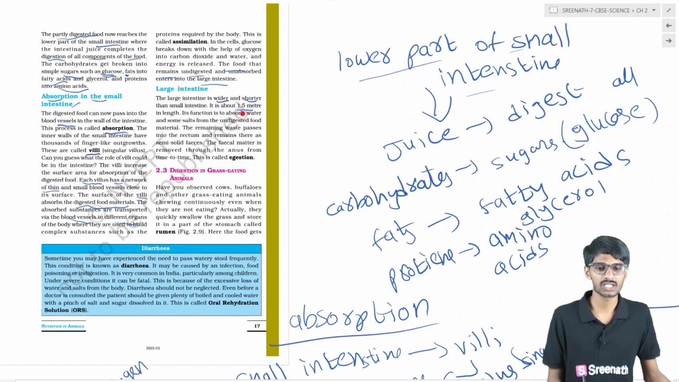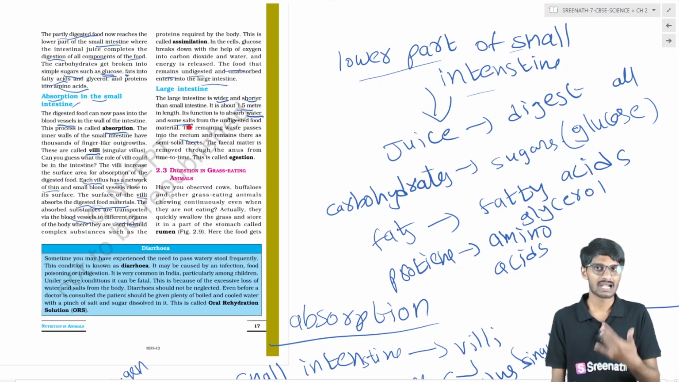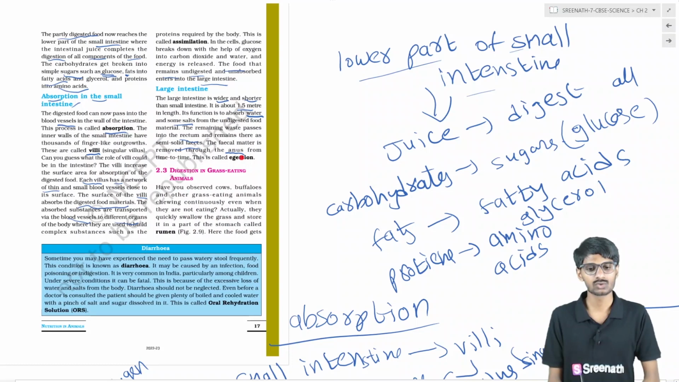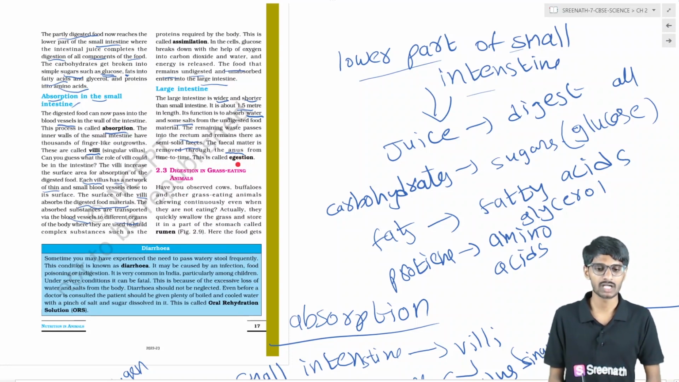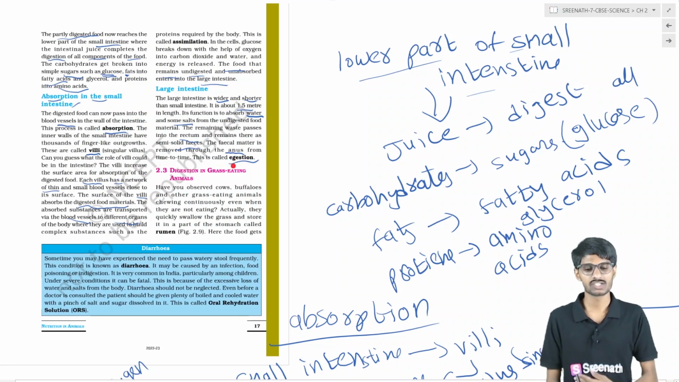What is its function? It will absorb water and some salts, and the remaining waste passes into the rectum. It absorbs just water and some salts, and the remainder passes into the rectum and stays there as semi-solid feces. This undigested food then moves to the anus, and from time to time it gets out of our body, and we call it egestion.